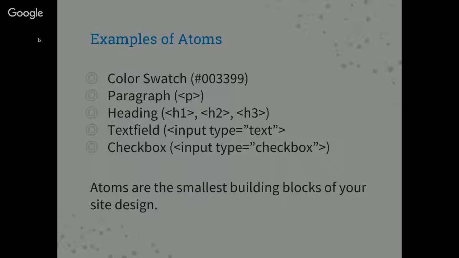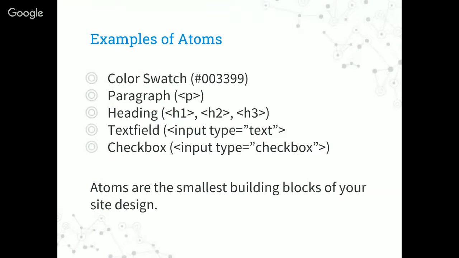First, we'll start with atoms. So again, these are the smallest building blocks of your site design. A few examples of those are up on the screen. This could be things like a heading, like an H1, H2, or H3 tag, a paragraph, just even a color. Those are examples of atoms.